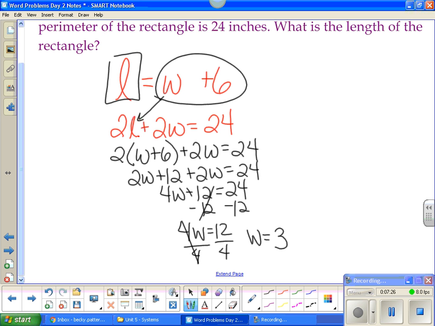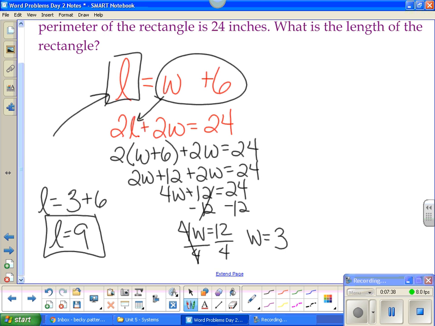Okay, so that's the width. And again, go back and read the question. It says, what is the length? Okay, so I can't stop here. I've got to go back into this. So the length equals 3 plus 6. So my length is 9. 9 inches.